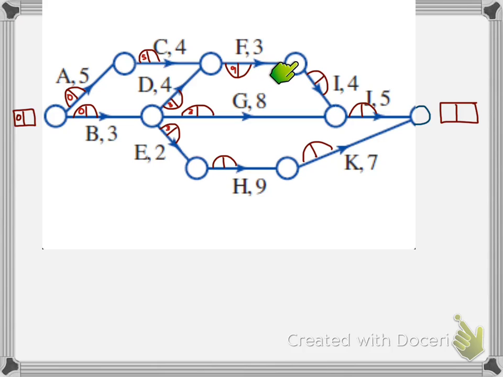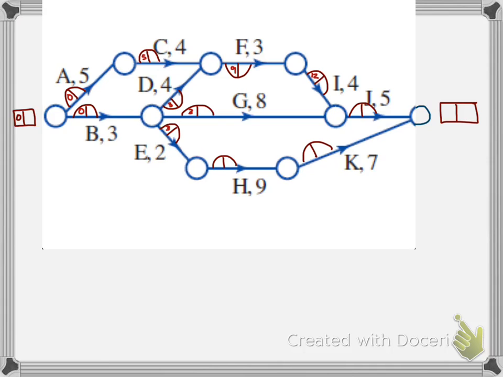You're sitting here waiting to start activity I. Who are you waiting for? You're waiting for F. Where are you, F? What time did you start? You started at the 9-minute mark. You're going to take 3 minutes. We'd expect you to arrive at about the 12-minute mark. So let's put a 12 in here. That's the earliest time we can get on and start the next activity. Whoops, let's just undo that.